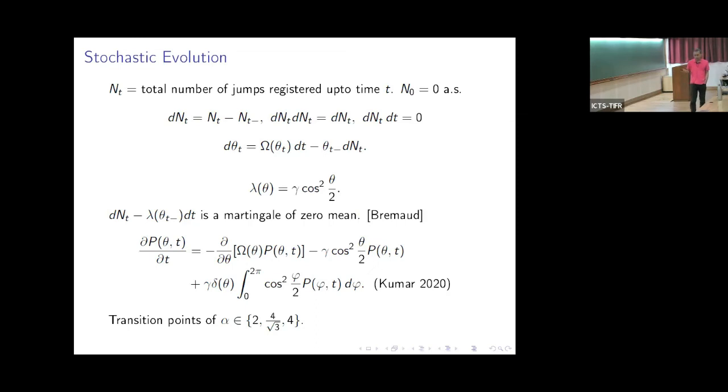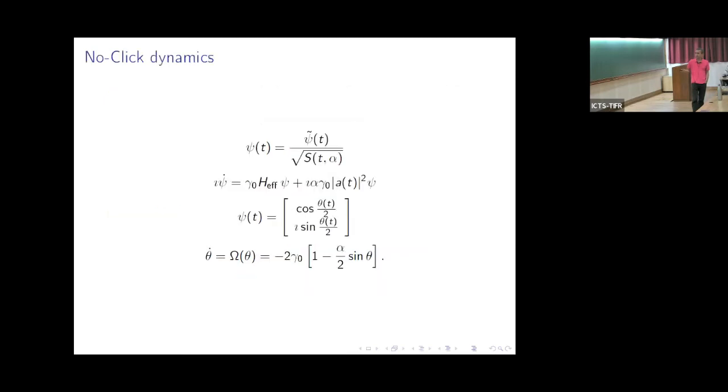So what we model here is that as the probes keep coming, most of the times it would happen that we record 0, sometimes we record 1. So NT is the total number of jumps that are registered up to time t. And these follow the Ito differential equations, and d theta t, which basically comes from here. So this is the evolution under no click. That is, we are not getting any readout of 1.